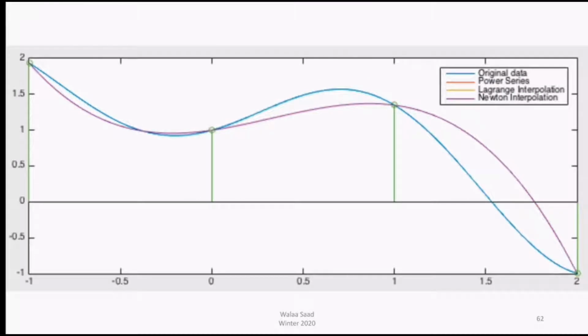The other graph here illustrates the original in blue, and in purple the Lagrange and the Newton, which both coincide, because of the existence and uniqueness theorem. Both techniques get the unique interpolation polynomial in purple. They satisfy the same exact original data at the interpolation points or the sampling points.